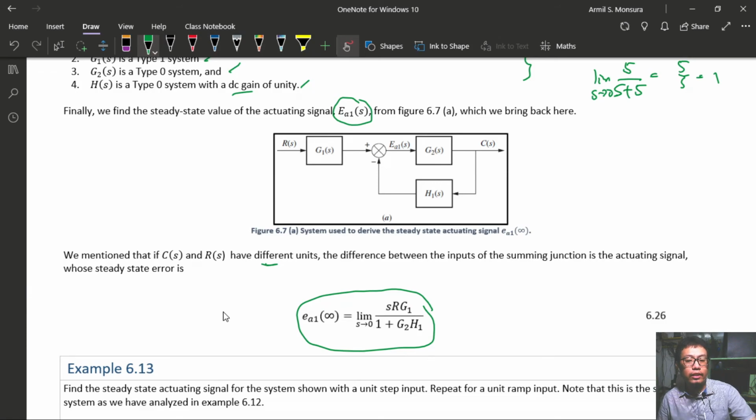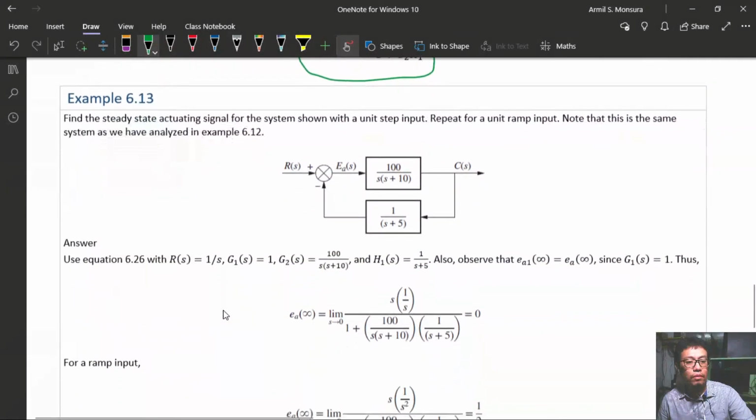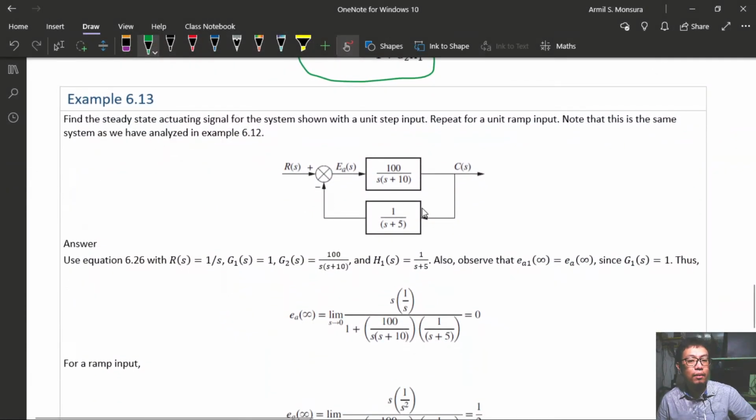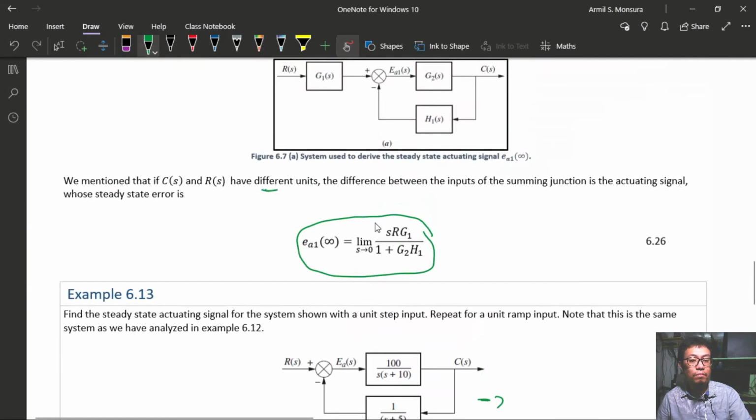So, let us work on example 6.13. But if you remember, this is also the example in 6.12. But this time, in 6.12, the assumption was that R and C are of the same units or the same quantities. But this time, in example 6.13, that assumption is gone. So in that case, we will have to compute EA using this formula.